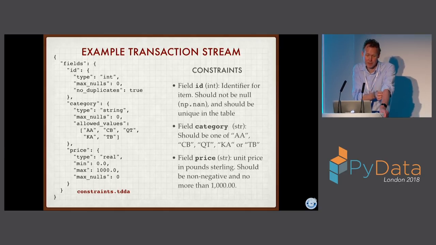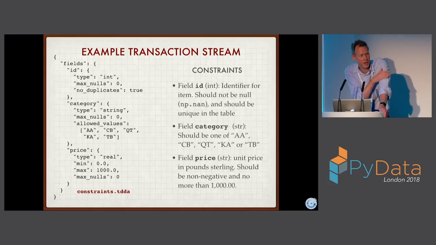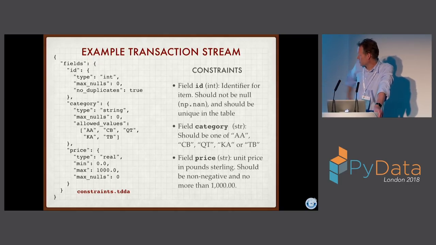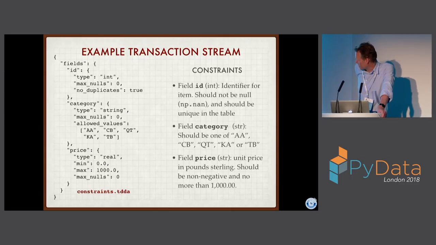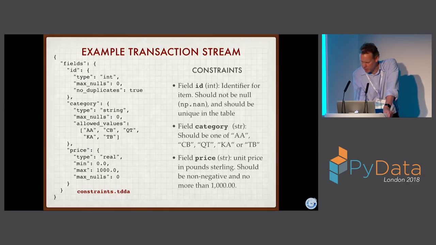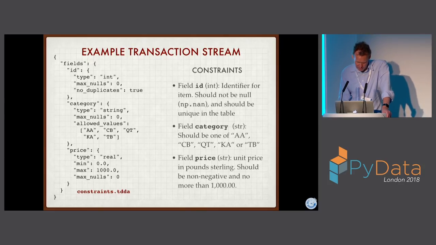For string fields, in this case we're saying it shouldn't be null and that there are only these 5 values that are allowed. We can also specify one or more regular expressions that string fields ought to satisfy, and the system will detect those as well. For numeric fields and date fields, we can put mins and maxes in. For strings, we can also put mins and maxes for the length. In this case, we're saying the minimum allowed value is 0, the maximum allowed value is 1,000, and we're not allowed any nulls.